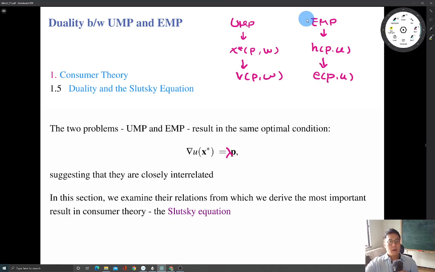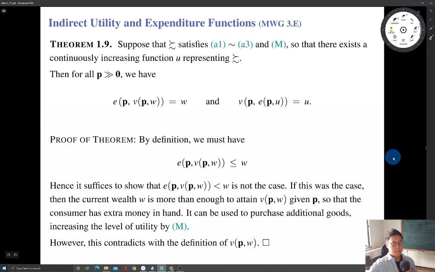All right, so as a matter of fact, we can see that due to duality between these two, we have a very close relationship between these four components. So in this video, we look into the relationship between these two value functions and these two demand functions, one by one. And as a consequence of this duality, we can derive the most important result in consumer theory, that is the celebrated Slutsky equation.